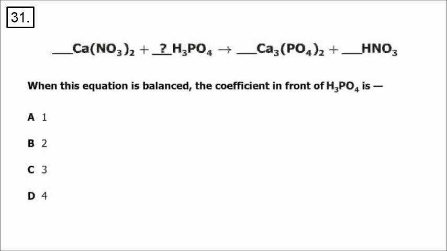There are 3 calcium atoms on the right, so we'll put a 3 in front of the calcium on the left. There are 2 groups of PO4, 2 phosphate ions on the right, so we'll put a 2 in front of the H3PO4. Now we have 6 hydrogens on the left, so we'll put a 6 in front of the HNO3. Now the equation is balanced, and the coefficient in front of H3PO4 is 2, so the correct answer is B.